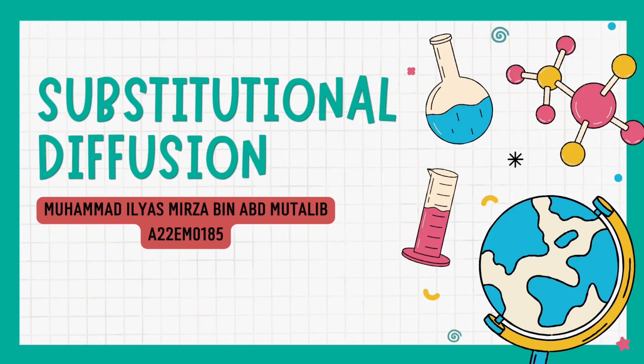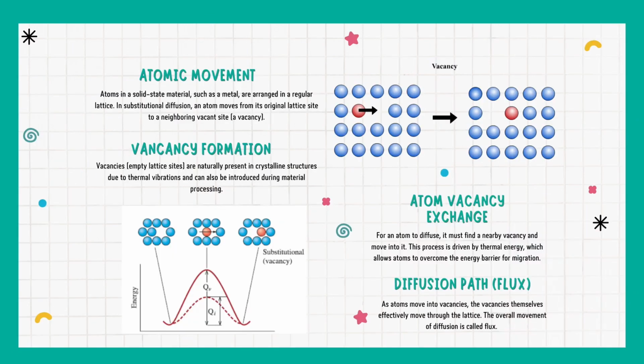Next, we are going to talk about substitutional diffusion. Atoms in a solid state material, such as metal, are arranged in a regular lattice. In substitutional diffusion, an atom moves from its original lattice site to a neighboring vacant site, a vacancy. Substitutional diffusion only happens if there is a vacancy. Vacancies are naturally present in crystalline structures due to thermal vibrations and can also be introduced during material processing.